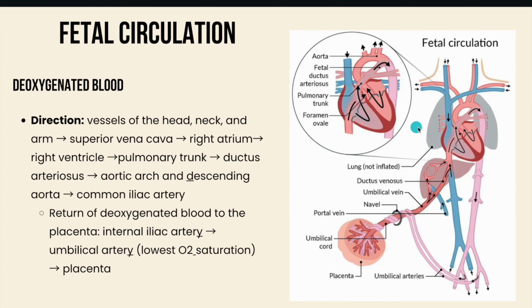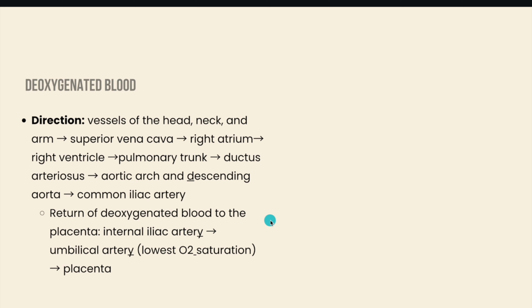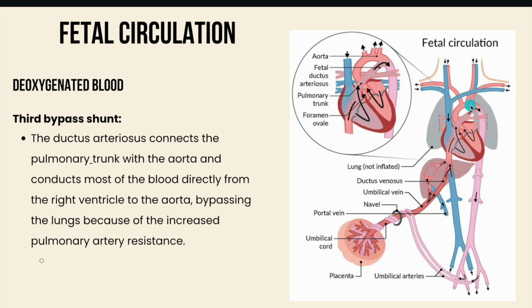The deoxygenated blood flows from the head, neck, and arms into the superior vena cava, and from the superior vena cava into the right atrium. From the right atrium, it enters the right ventricle, and then from the right ventricle, it flows into the pulmonary trunk, and then there's a special connection between the pulmonary trunk and the descending aorta called the ductus arteriosus.